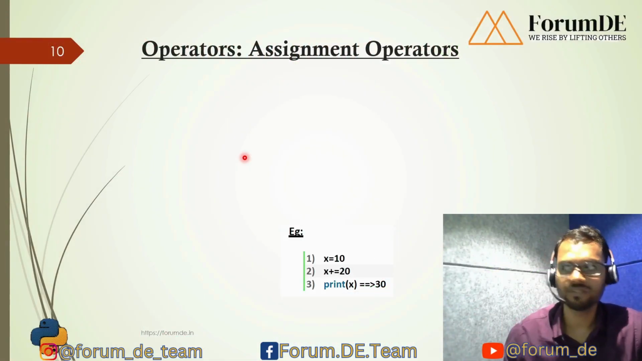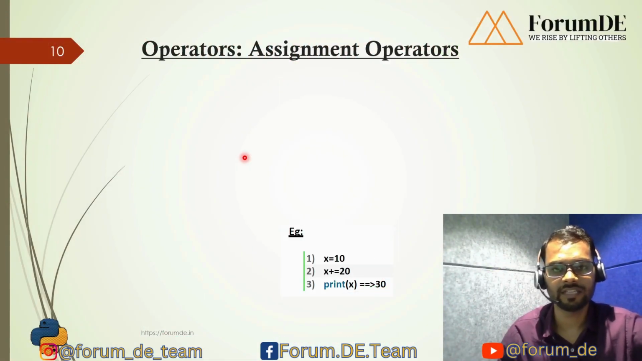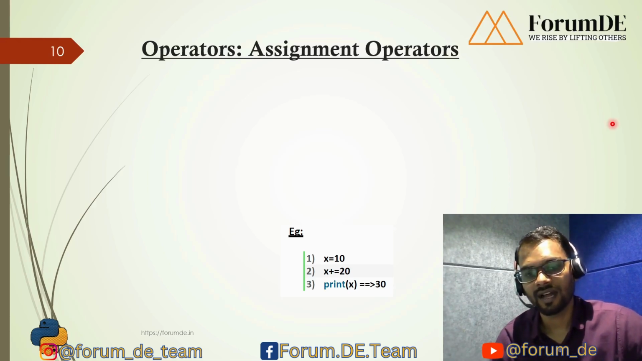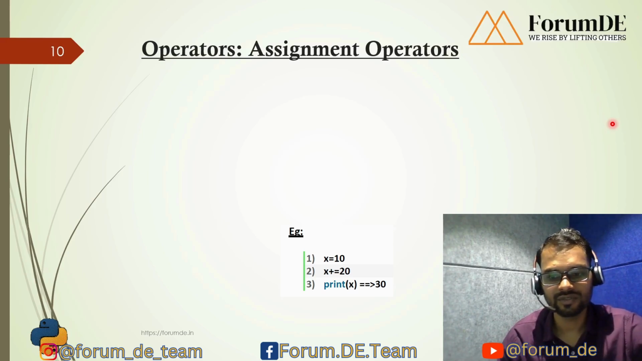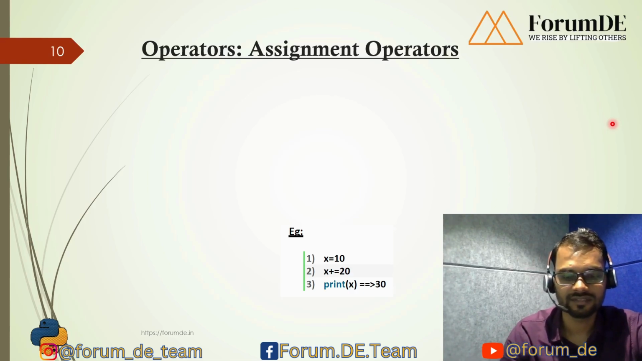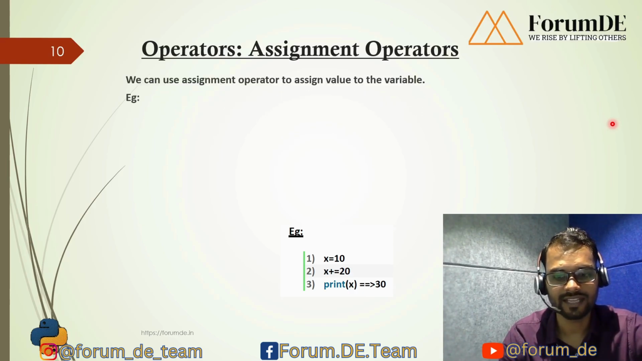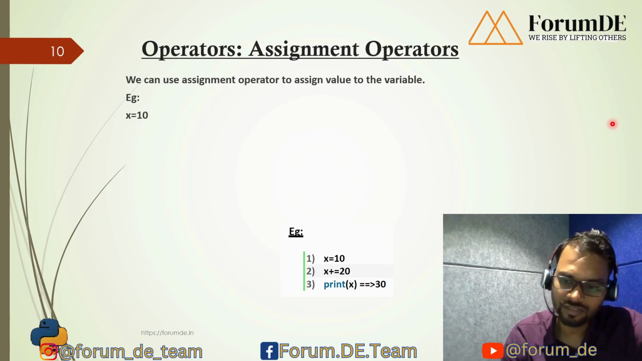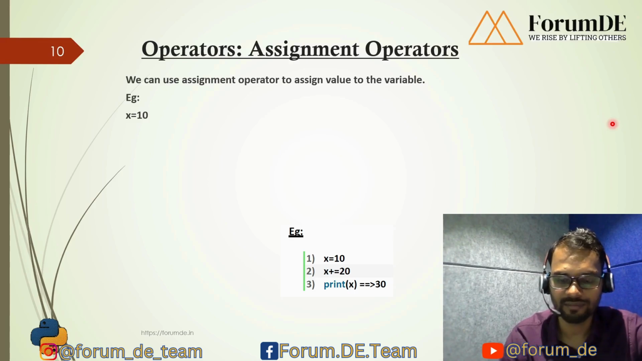So in this video we are going to discuss the remaining part of Python operators. Let's start with the assignment operator. We can use the assignment operator to assign any value to a variable. Suppose we have x is equal to 10, this is nothing but an assignment operator. We can combine the assignment operator with some other operators to form compound assignment operators.